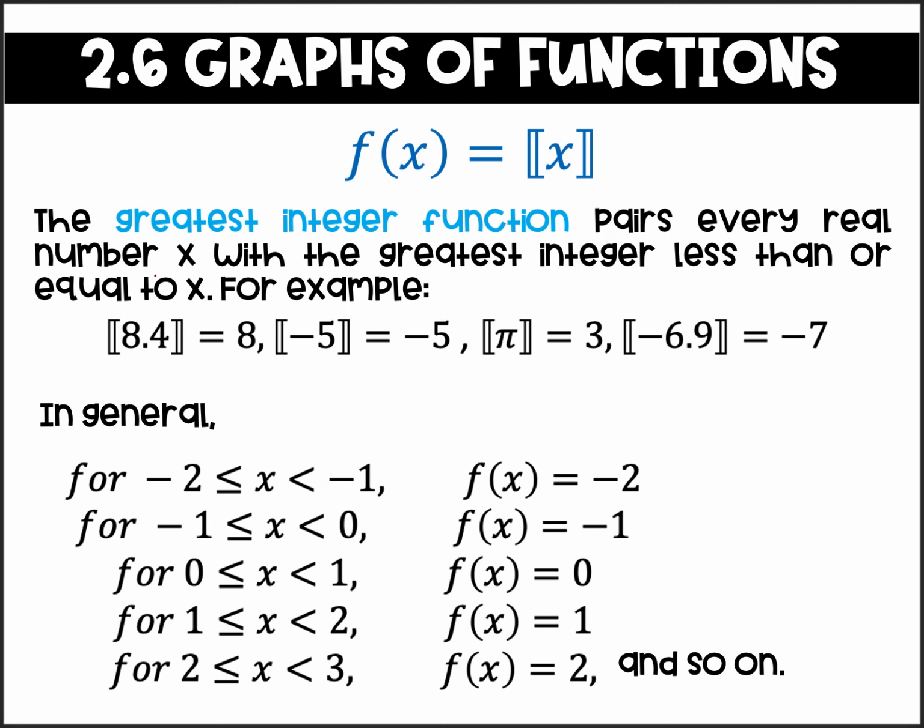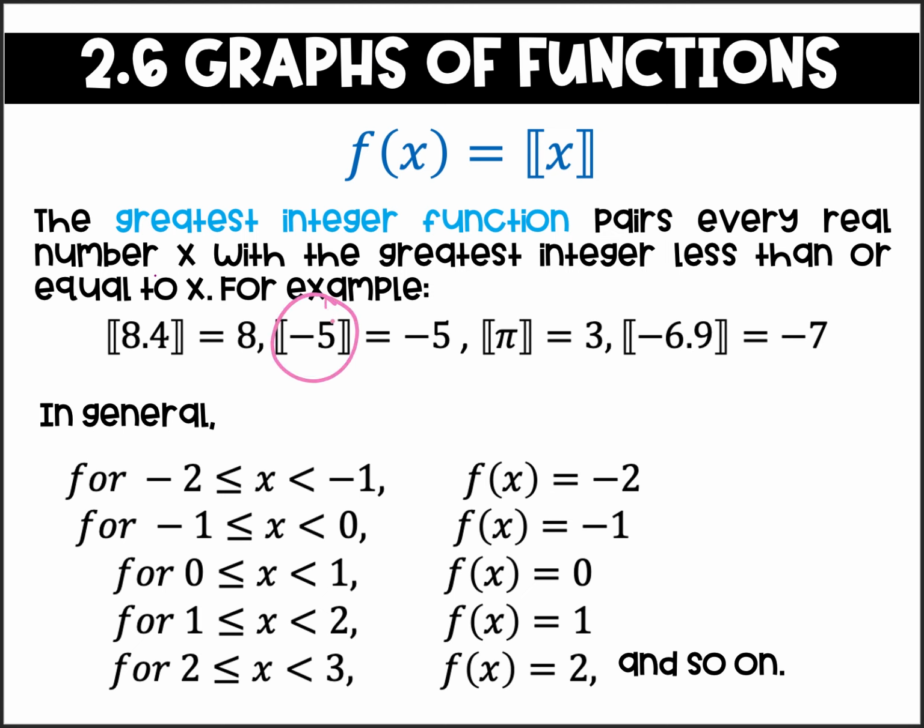This is a type of function. It's similar to a piecewise function, but it's the same rule for all of your values. It's called the greatest integer function, which pairs every real number x with the greatest integer less than or equal to x. For example, if you have 8.4, it's going to be 8 when you take the greatest integer function.